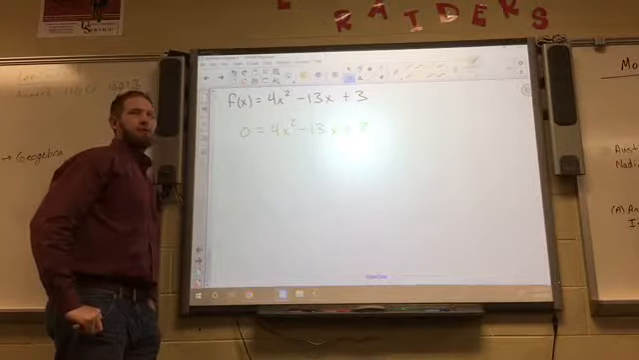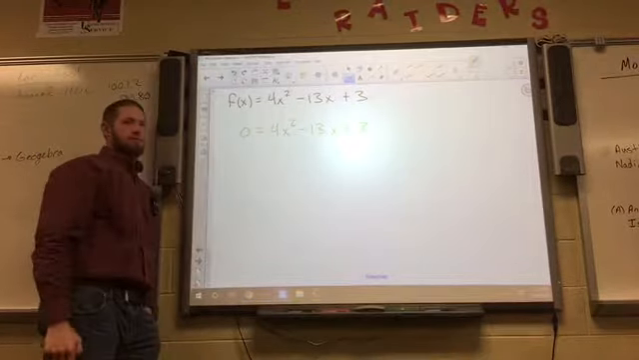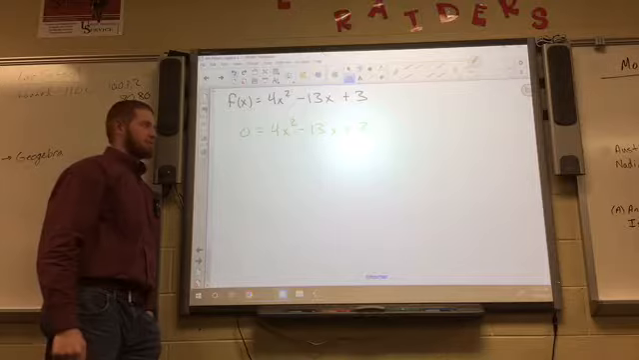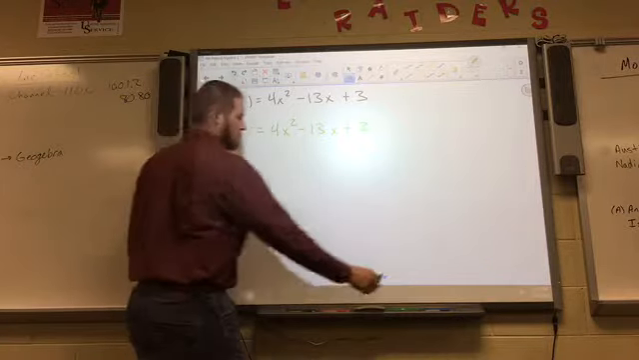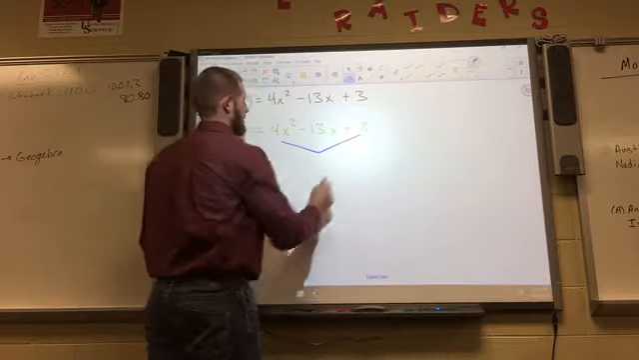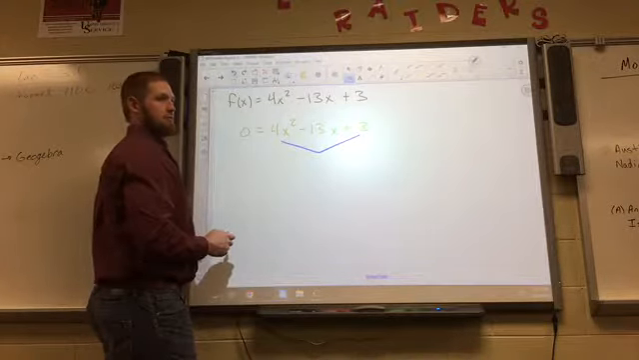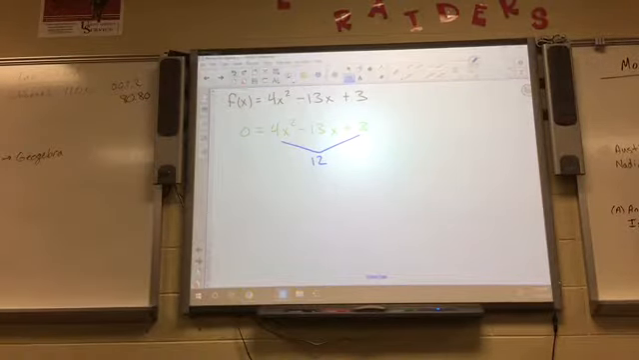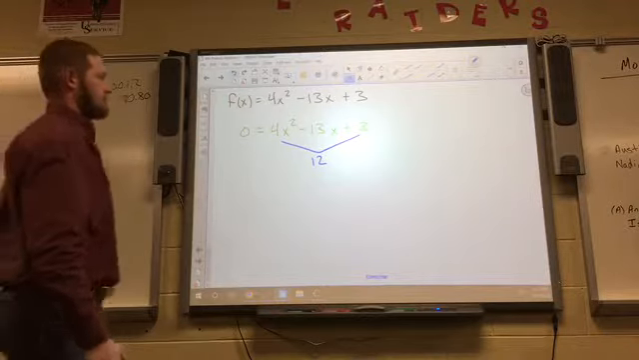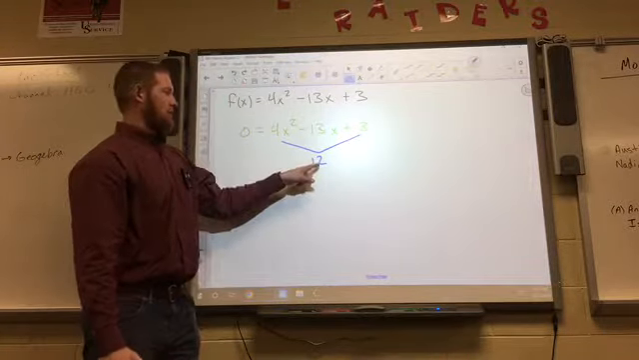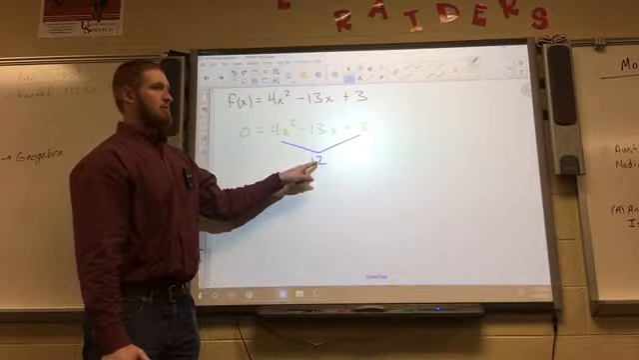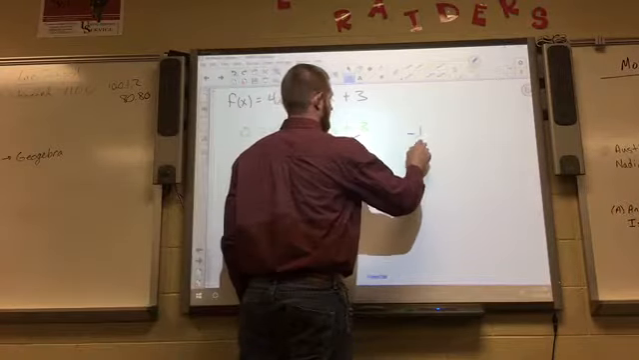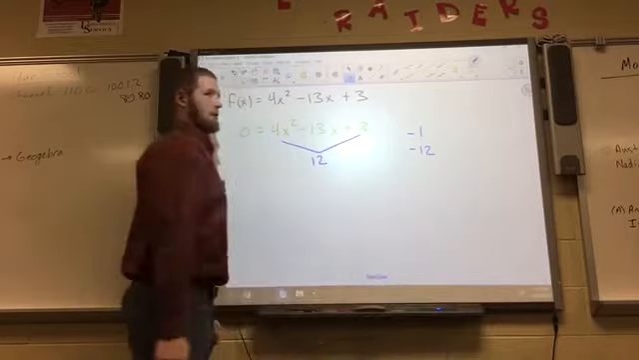Do you remember how to factor a problem like this if this is not a 1? Olivia, what's the first step? Gotta multiply the A and the C. Yes. And that gives me what? In this case, I get 12. So now I need two numbers that multiply to 12, but add to negative 13. It's negative 12 and negative 1.